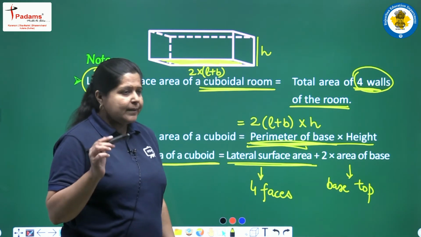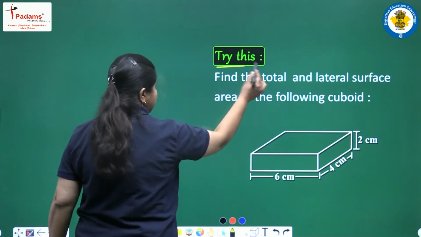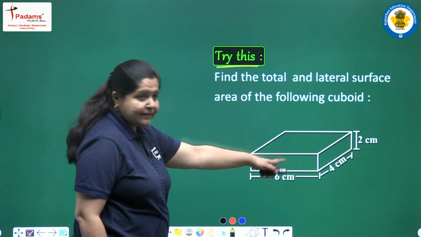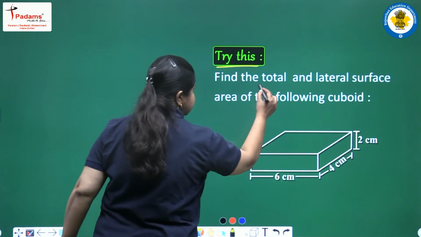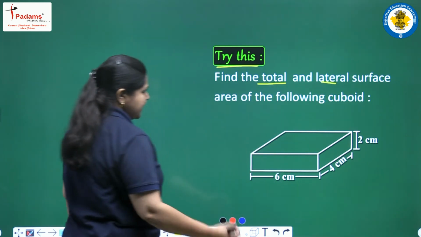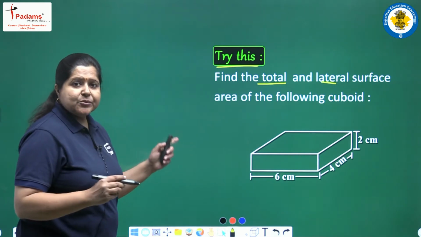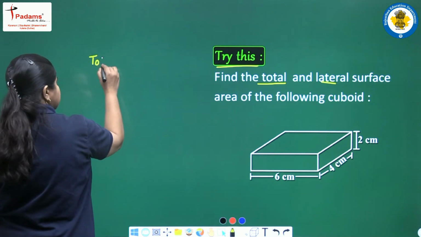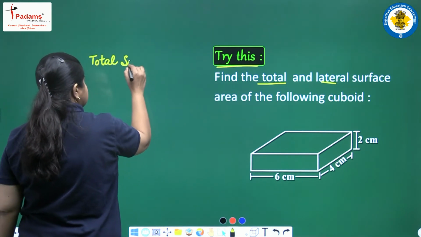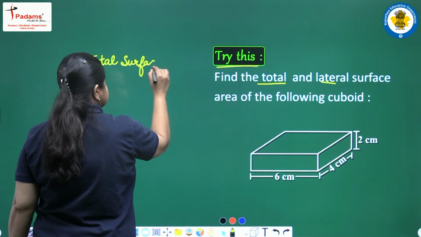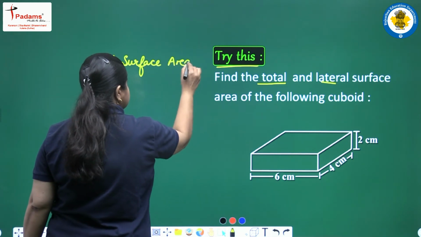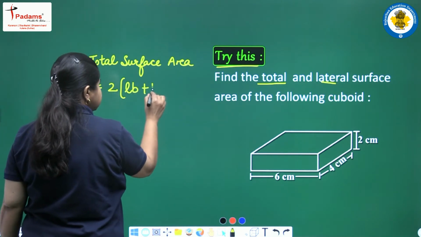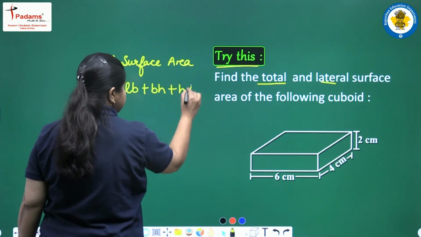Now here we pause and do one question. Find the total and lateral surface area of the following cuboid. We have this cuboid. We will be now finding the total surface area and the lateral surface area. Pause the video and try to do this question. I am doing till then here. The total surface area will be given by, we know the formula now very well, 2 into (LB + BH + HL).